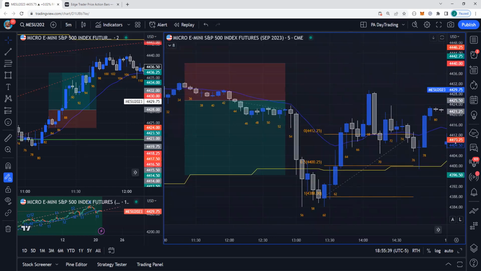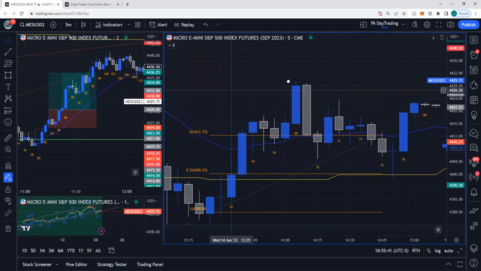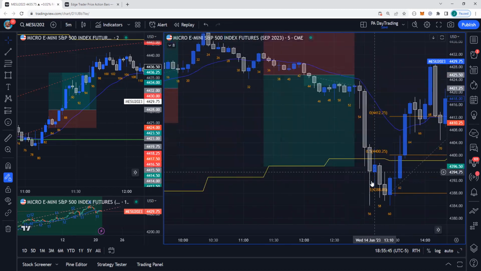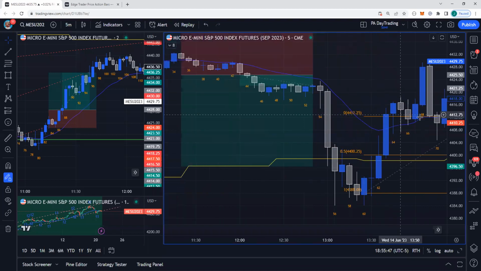But why would you go half your size of trading? Why would you trade a small amount of contracts down here? Or that's what you should be doing.